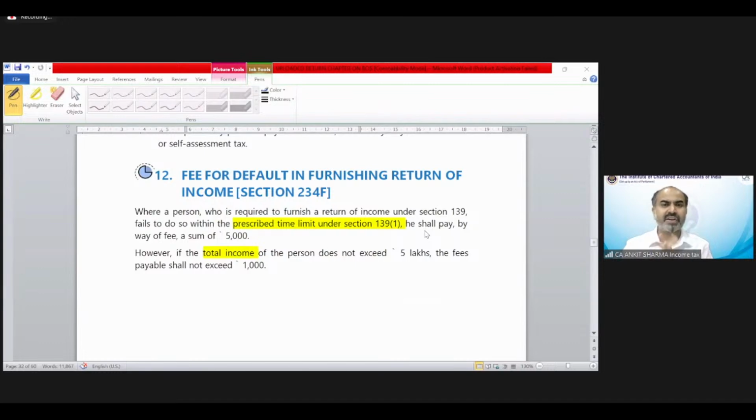Fees for furnishing return of income late. Where a person who is required to furnish a return of income under section 139 fails to do so, he shall pay by way of a fee a sum of rupees 5,000. However, if the total income of the person does not exceed 5 lakh, the fees payable shall not exceed 1,000. So after the due date, if you file your return of income, the fees would be 1,000 or 5,000. If your total income is not more than 5 lakh, it would be 1,000. If it is more than 5 lakh, it would be 5,000. If your total income is up to the basic exemption limit, then there would be no late fees.